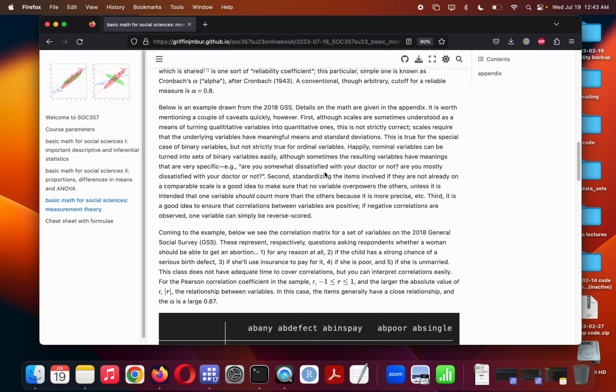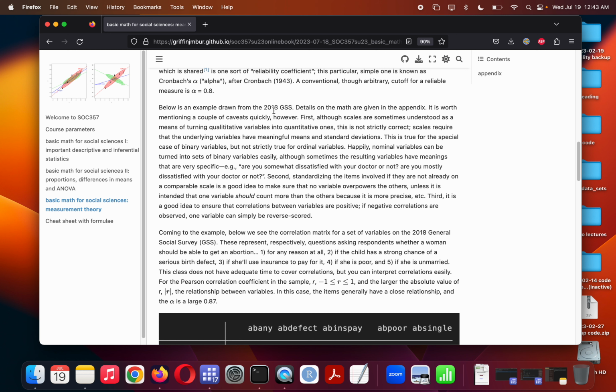Second, you should generally speaking try to standardize the items involved, if they're not already on a comparable scale, to make sure that no variable overpowers the others, unless this is part of your theoretical lens, where you think that one variable is more important. Third, it's a good idea to ensure that correlations between variables are positive. If negative correlations are observed, you can just reverse score one of the variables.